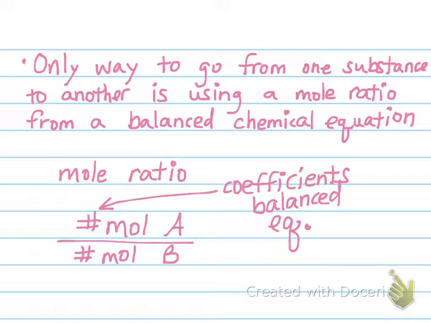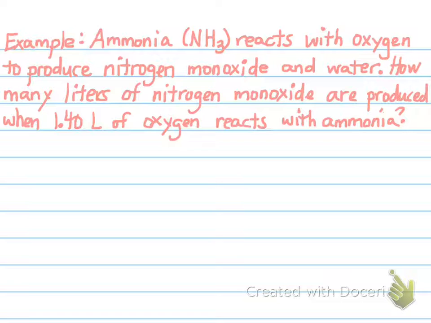So we're going to look at a couple examples here. Our first example, ammonia reacts with oxygen to produce nitrogen monoxide and water. How many liters of nitrogen monoxide are produced when 1.40 liters of oxygen reacts with ammonia? Again, one of the things that all of these stoichiometric problems have in common is that you first need a balanced chemical equation. So if you still need to do a word equation and then a balanced equation, that's fine. I'm not going to do the word equations any longer.